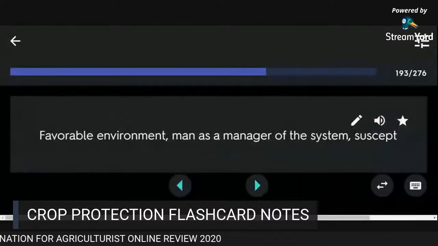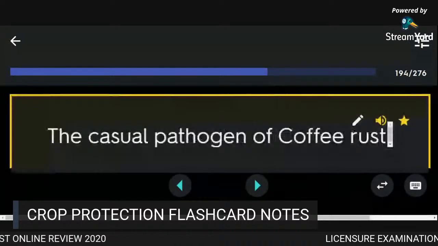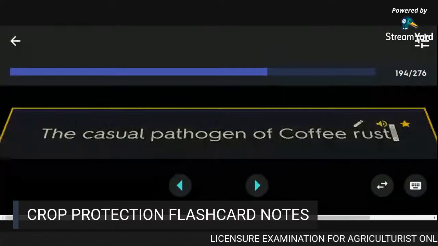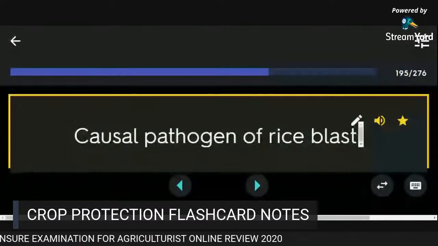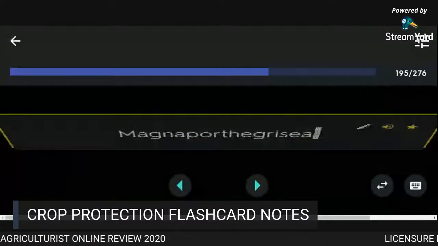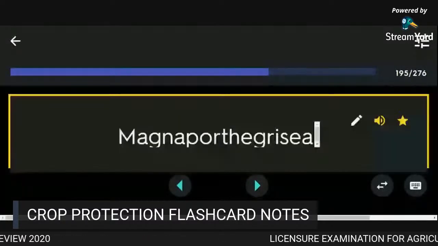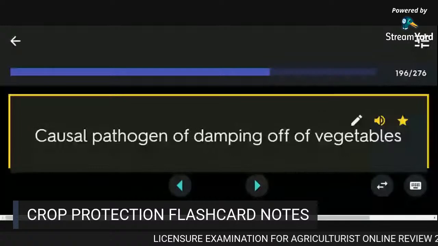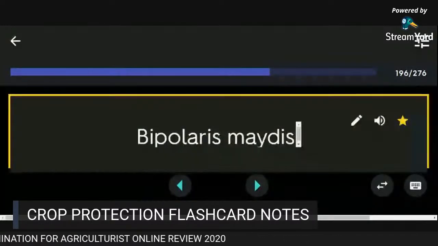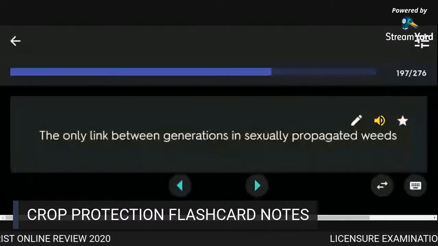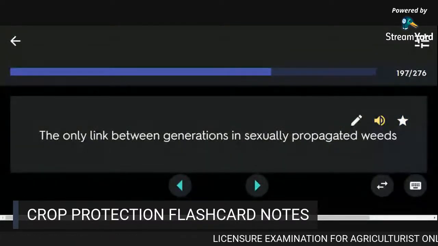The causal pathogen of coffee rust. Hemileia vastatrix. Causal pathogen of rice blast. Magnaporthe grisea. Causal pathogen of damping off of vegetables. Bipolaris maydis. The only link between generations in sexually propagated weeds. Seed.